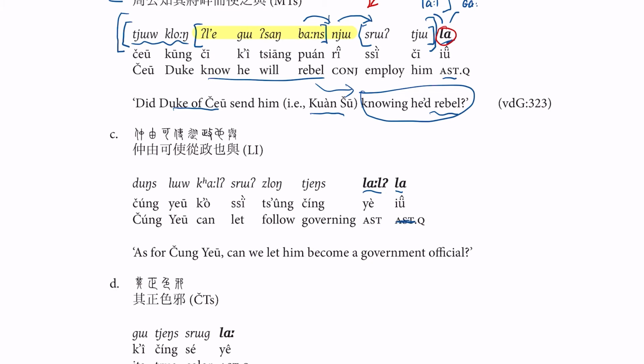As usual, since this is a question, we want to first find the statement that it is based on, which in this case is the assertion, 东鲁考试中填lao. As for Zhongyu, we can let him follow governing. Or in more natural English, as for Zhongyu, we can let him become a government official. So that's the statement. And when we add the question particle to that statement, the sentence becomes a yes-no question, which is, can we let him become a government official?